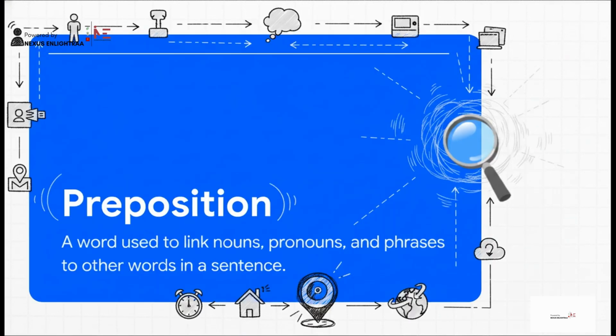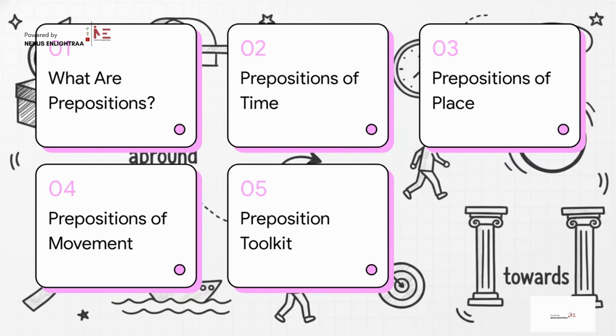So, officially, what is a preposition? Well, it's a linker word. Its whole purpose is to show the relationship between different things in a sentence. You can almost think of them as the GPS for your language. They tell you when, where, or which way something is happening. Super important.